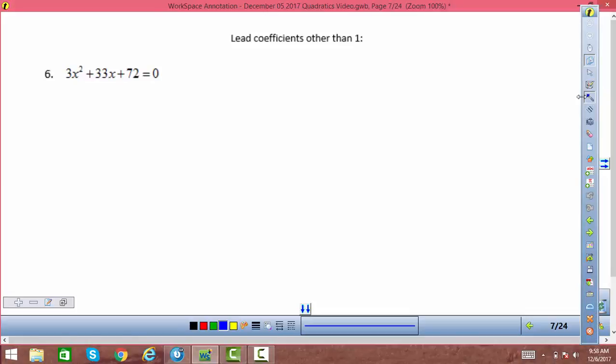This is the second video in a series that will help you solve quadratic equations by factoring. So here our lead coefficient is not 1.